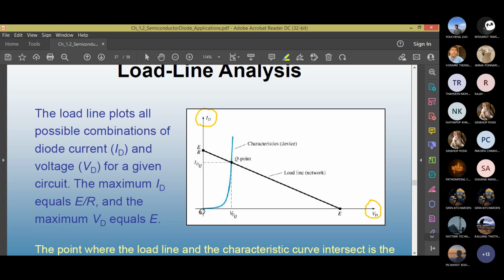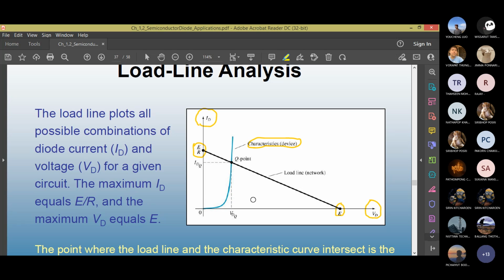The blue curve, we call it the characteristic curve. It is the nature of the device. It is not going to change. Different devices have different characteristic curves. And then you see a dark straight line. One extreme of the line is on the x-axis. We call it point E. This is a voltage value. The other extreme of this line is at the voltage divided by some resistance.